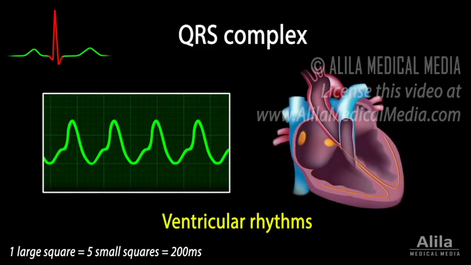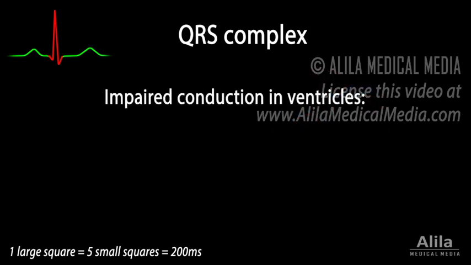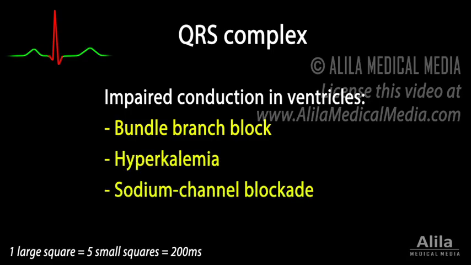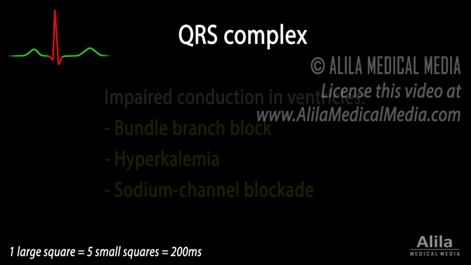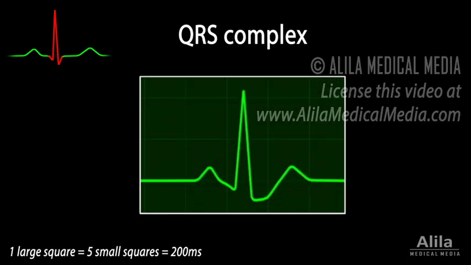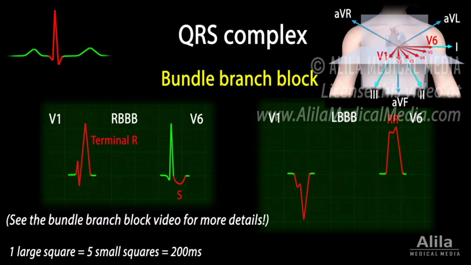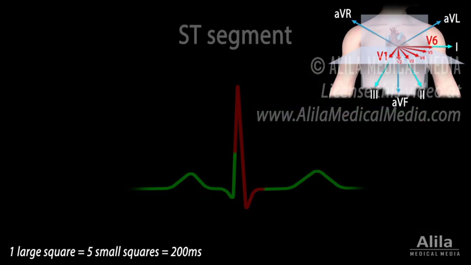ectopic sites in the ventricles, or an impaired conduction within the ventricles in conditions such as bundle branch block, hyperkalemia, or sodium channel blockade. A QRS complex wider than 3 small squares despite sinus rhythm is the hallmark of bundle branch block. When bundle branch block is suspected, check leads V1 and V6 for characteristic patterns of the QRS complex.